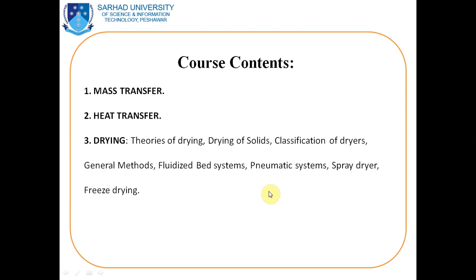In the syllabus, mass transfer is the first chapter and heat transfer the second. The third chapter is drying, with contents involving the activities of drying, drying of solids, classification of dryers, general methods, retardment system, pneumatic system, spray dryer, and freeze dryer.